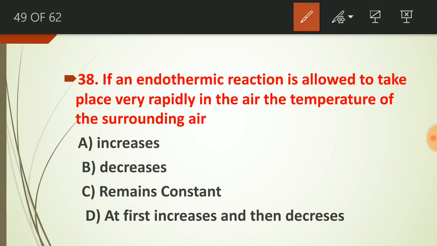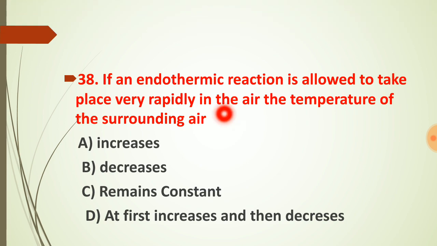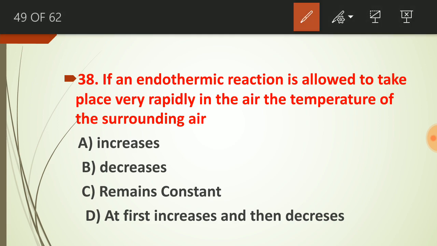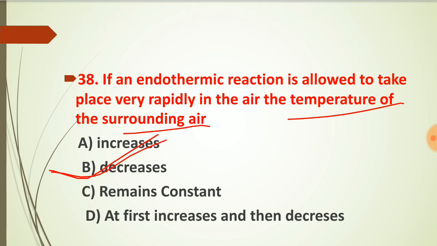Question number 38. An endothermic reaction is allowed to take place very rapidly in air. The temperature of the surrounding air is, endothermic means it takes heat from the surrounding. Exothermic means it gives heat to the surrounding. If an endothermic reaction is carried out, it is taking heat from the surrounding, so the temperature of the surrounding should decrease. So option choice B is the correct answer for question number 38.